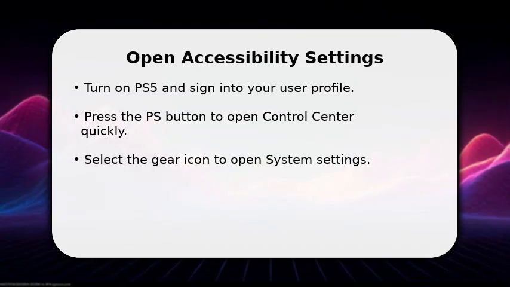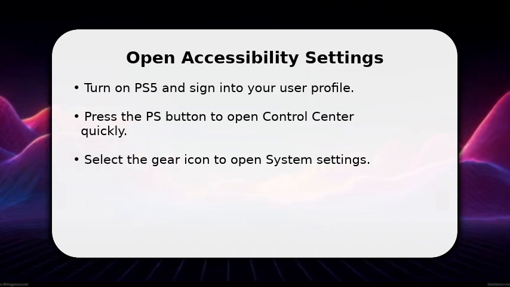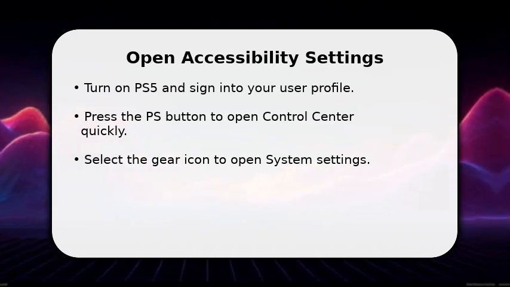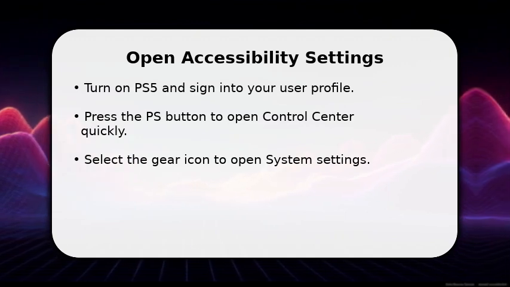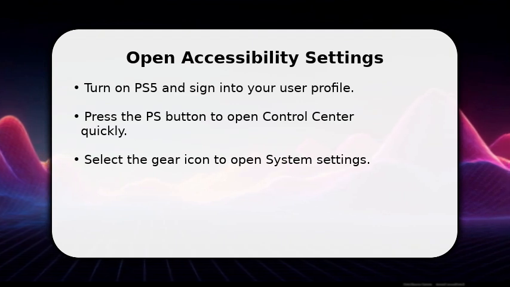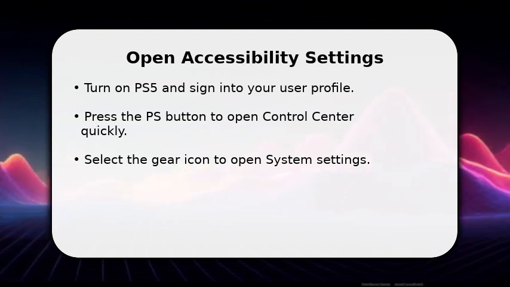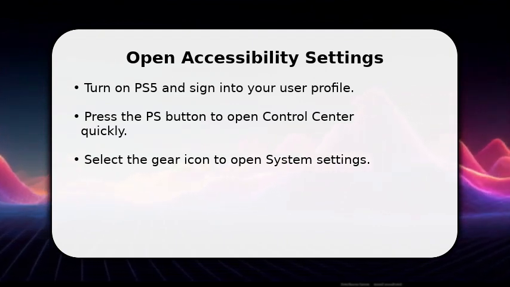You start by getting straight to the accessibility menu because Talkback lives there. Press the PS button, open Control Center, then choose the gear icon to go into System Settings. Once in System, navigate to Accessibility. This groups audio, display, and screen reader options so you can find Speech Assist quickly.